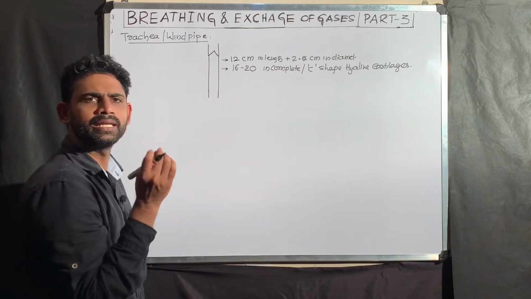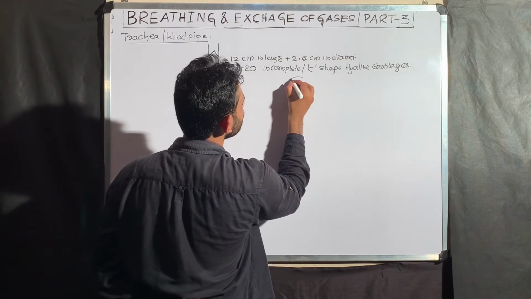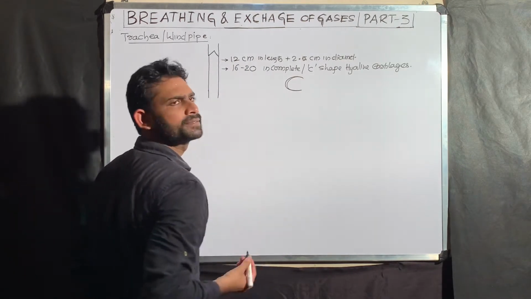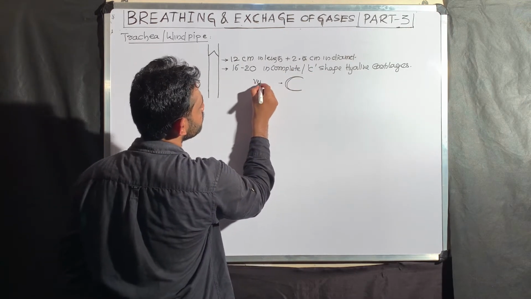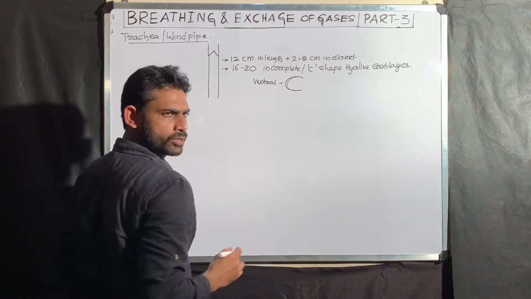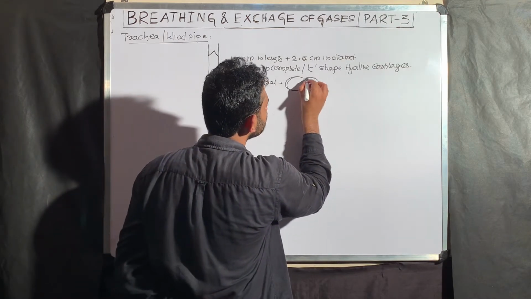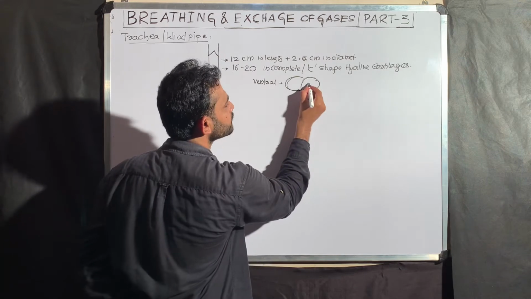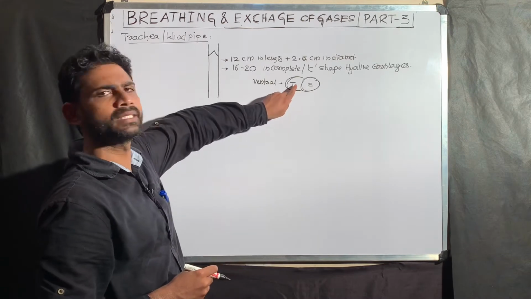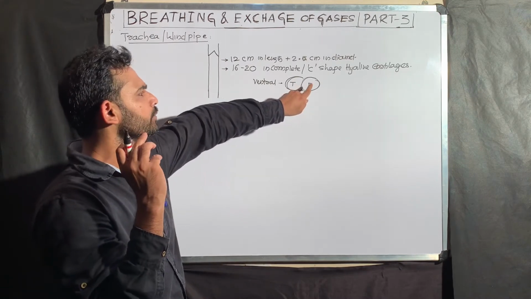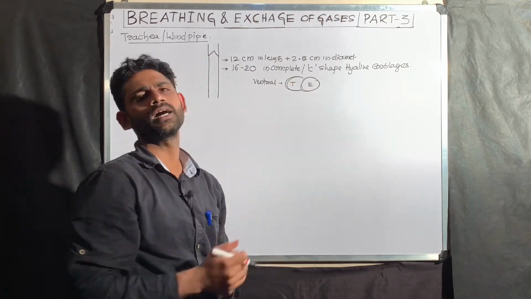Here I said they are incomplete or C-shaped. For example, if you assume one cartilage is a C-shape like this, it is like a tube. This is the closed part, which is towards the ventral side. This is towards the dorsal side. The open part of the C faces towards the esophagus. This one is the esophagus, and this is the trachea.